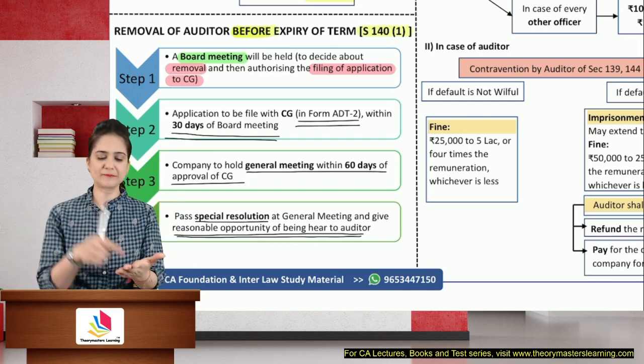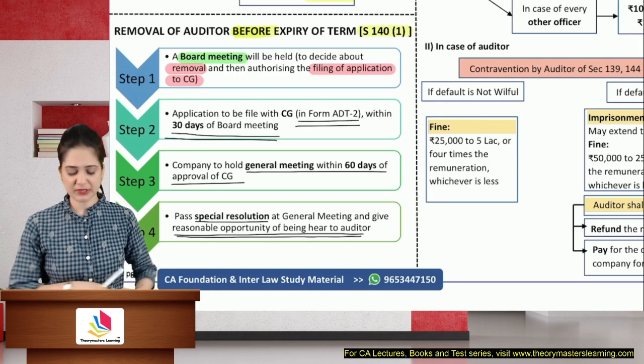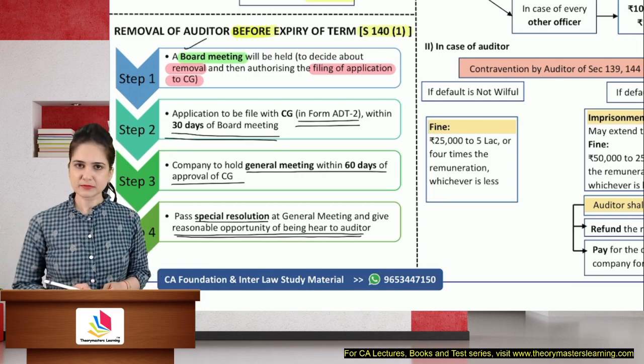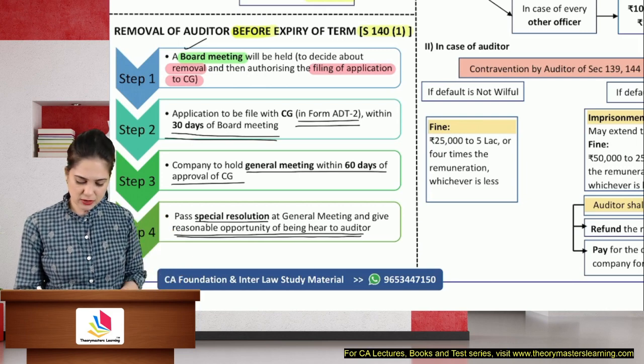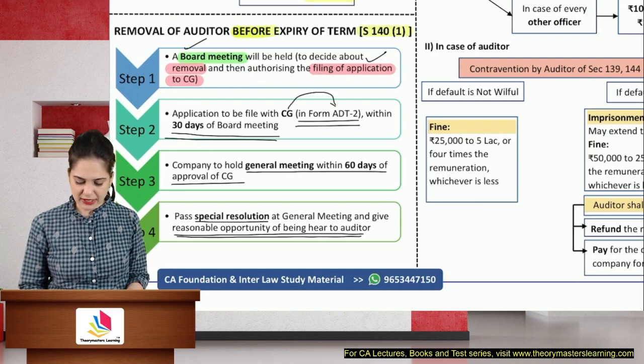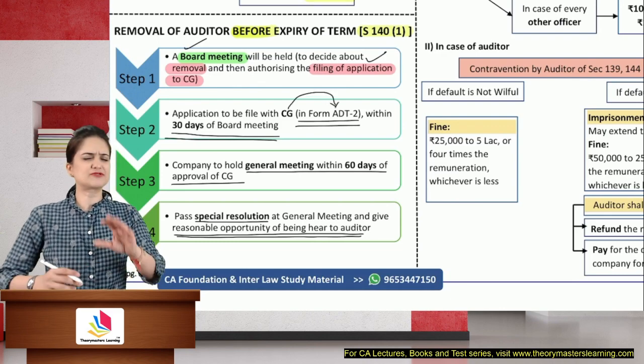The auditor will require the company to read out his representation in the meeting. So step 1 is we called a board meeting. We decided to remove the auditor, and we also filed an application with the central government. The central government application was filed in form ADT-2 within 30 days of the board meeting. The central government gave their approval.